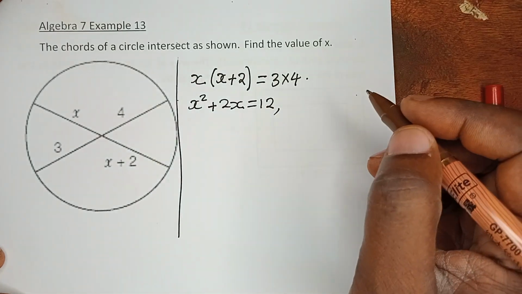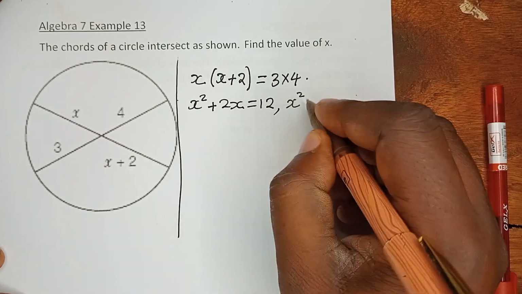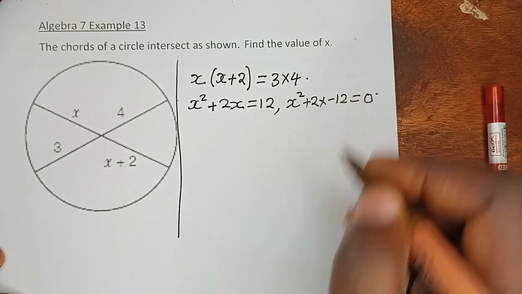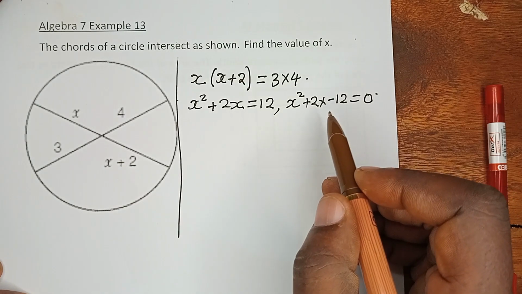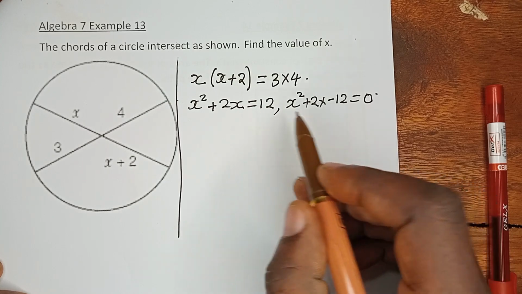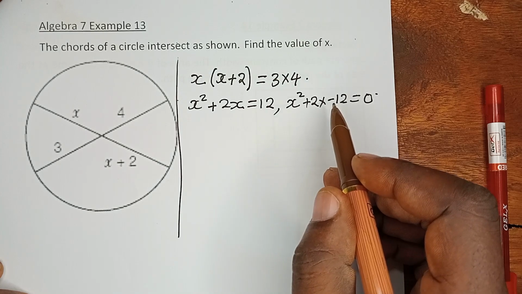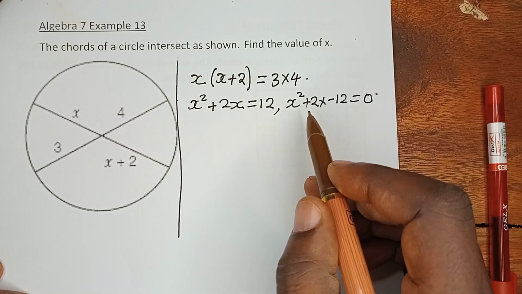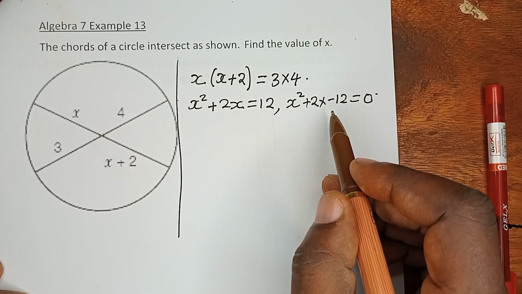and because this is a quadratic equation, we are going to have x squared plus 2x minus 12 is 0. That is it. If you try to solve this equation using the factorization method, you'll ask which two numbers when we add give us 2, and when we multiply give us negative 12. And you realize we don't have such whole numbers. So it will be very difficult to solve this equation using the factorization method.